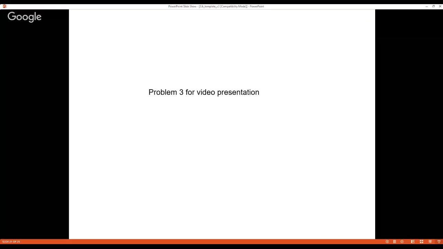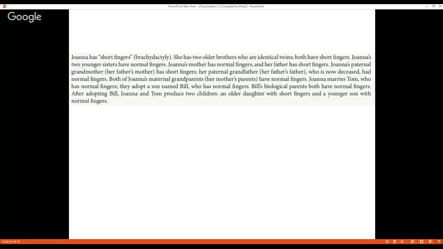And then moving on to problem 3. So Joanna has short fingers, which is brachydactyly. She has 2 older brothers who are identical twins, both have short fingers. Joanna's 2 younger sisters have normal fingers. Joanna's mother has normal fingers, and her father has short fingers. Joanna's paternal grandmother, her father's mother, has short fingers. Her paternal grandfather, her father's father, who is now deceased, had normal fingers.